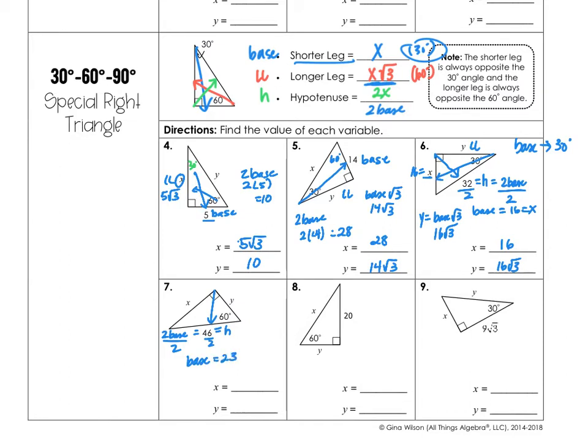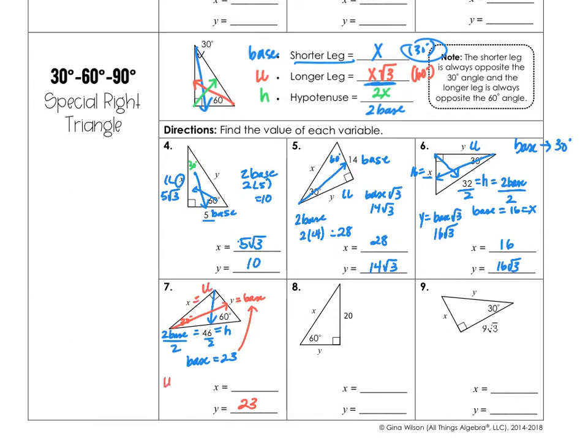Now, we got to figure out which X or Y is the base. Remember, the base is always across from the 30-degree angle, or the smallest angle, because it's the smallest side. So our base is Y. So Y is our base, and our base, we've already said, is 23. Once you find the base, then it should be easy to find the longer leg, which is X.